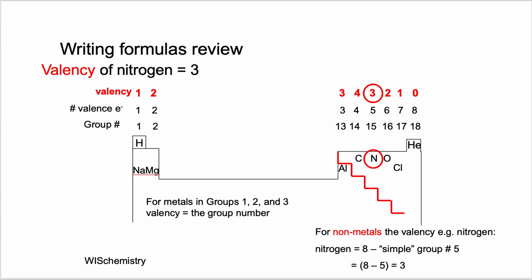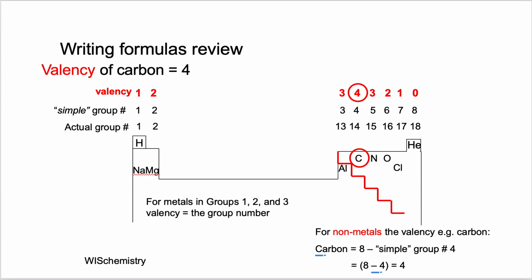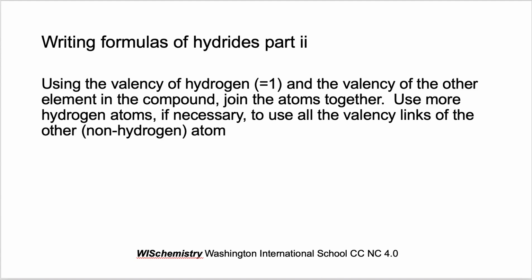So if we're looking at nitrogen, it's in group 15, 5 valence electrons and a valency of 3, combining power of 3. Carbon is in group 14, 4 valence electrons and a valency of 4. And we're going to use the valency of hydrogen, which is 1. There's a single electron in the outer shell, the only shell of hydrogen, and look at the valency of the other element which is joined in the compound.